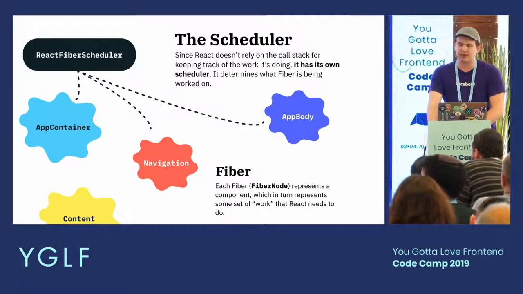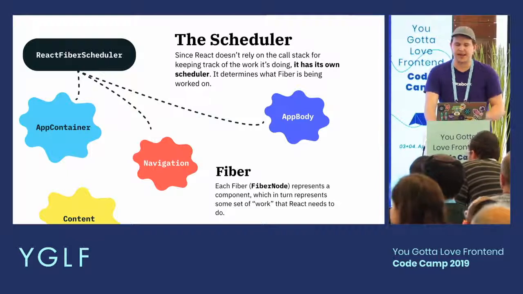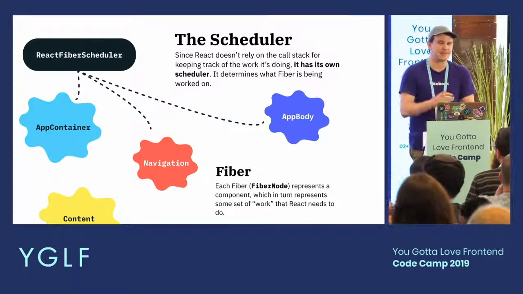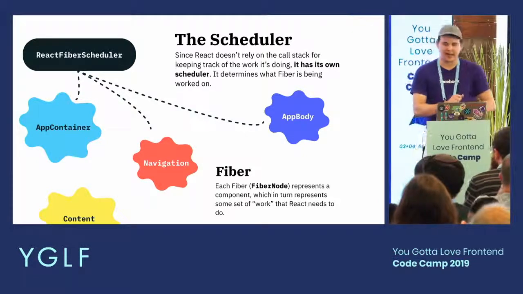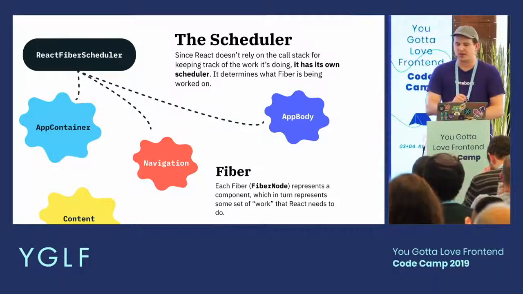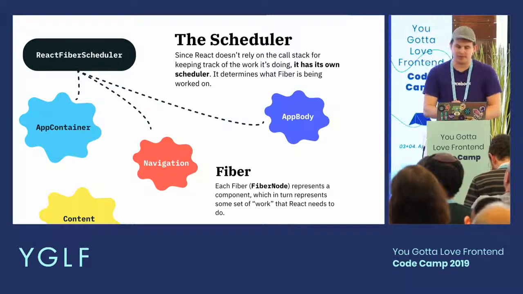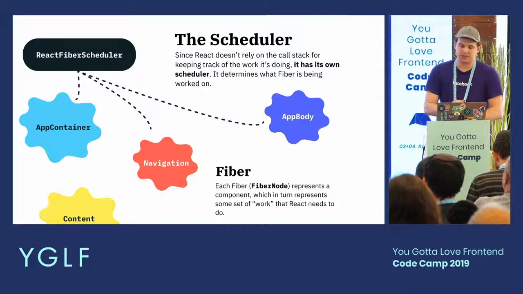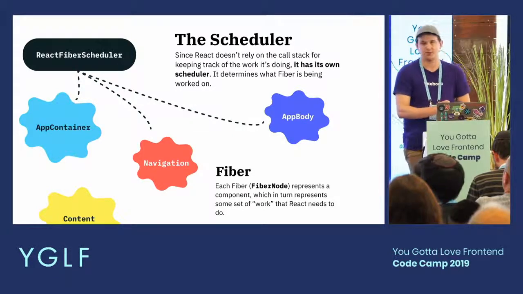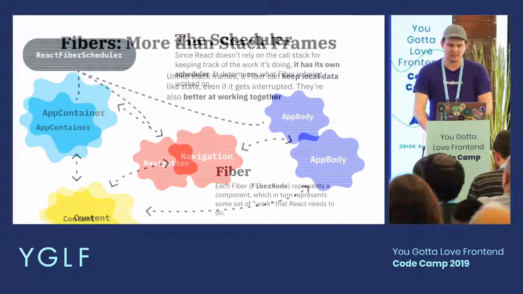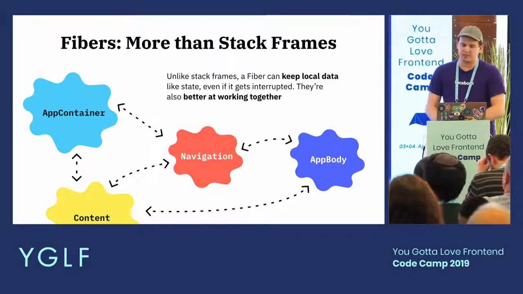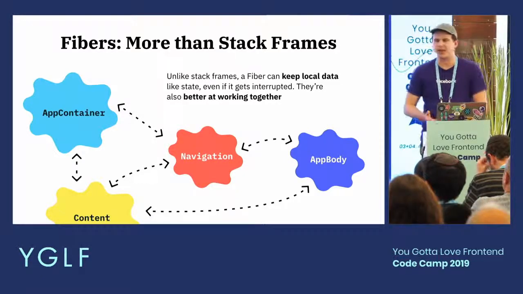Since React doesn't have to rely on the call stack for keeping track of what it's doing, it has its own scheduler. And this scheduler can implement much more complex React-specific patterns that the native call stack can't represent. The scheduler is responsible for knowing which fiber is being worked on at any given point, which one it should work on next, and if execution needs to be interrupted, it's also responsible for making sure that the work it was doing gets resumed correctly afterwards. And since a fiber stores more information, like the children and its siblings, the scheduler can also make more intelligent and complex decisions around what work should be done and when.